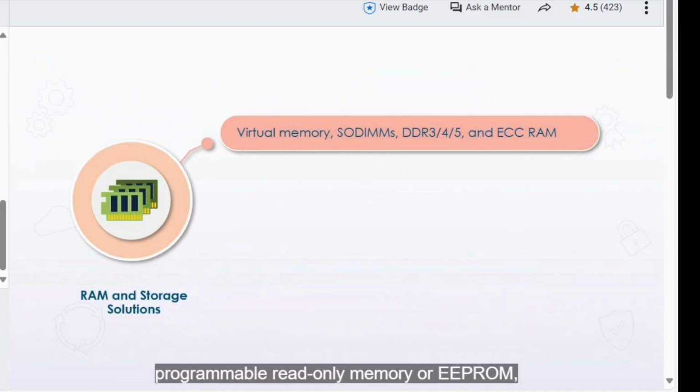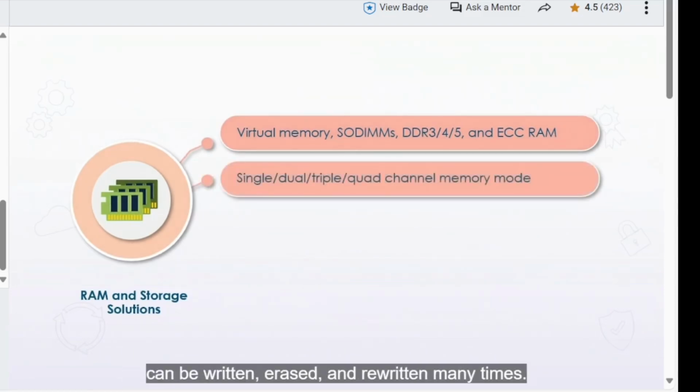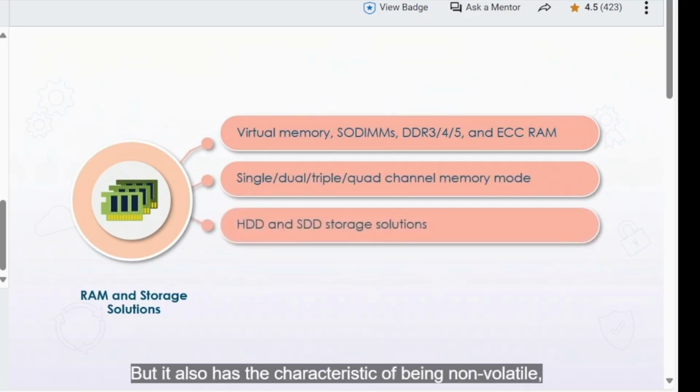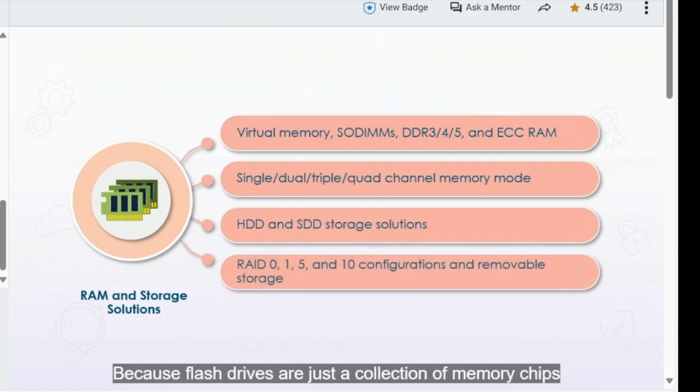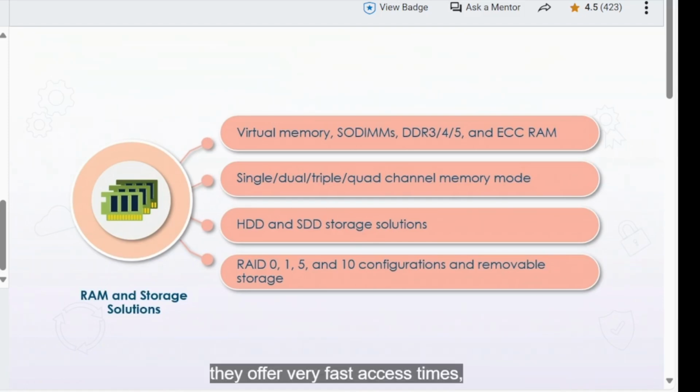Four and 5, and error checking and correcting RAM, single, dual, triple, and quad channel memory, hard disk drive and solid-state drive storage solutions, and redundant array of independent disks or RAID levels 0, 1, 5, and 10 configurations, and removable storage.